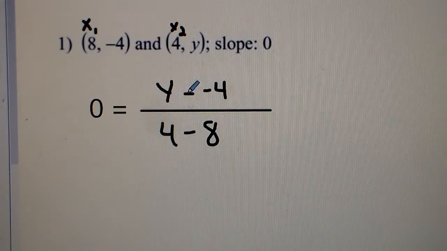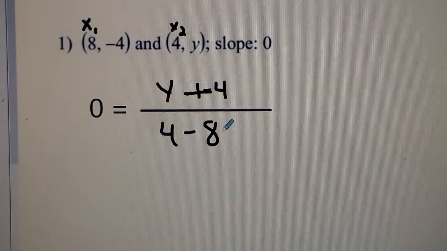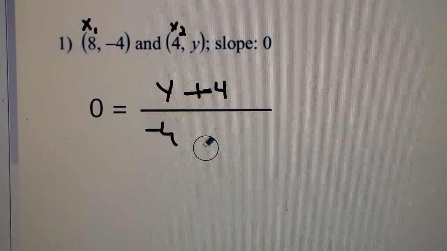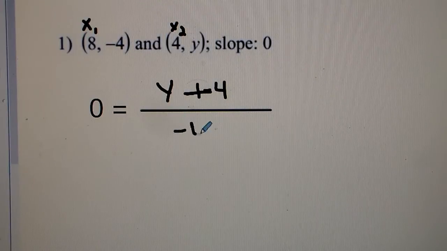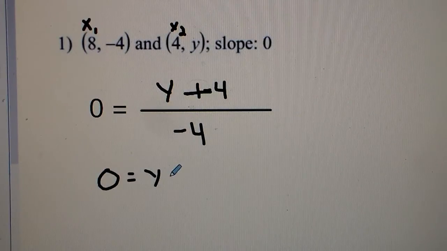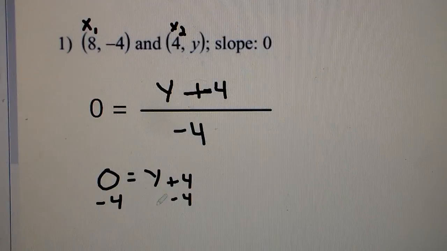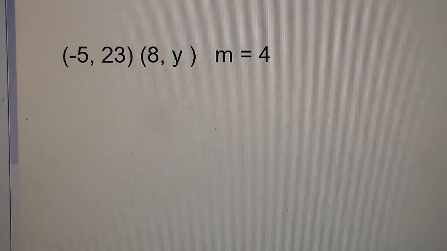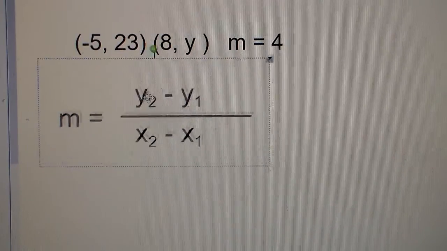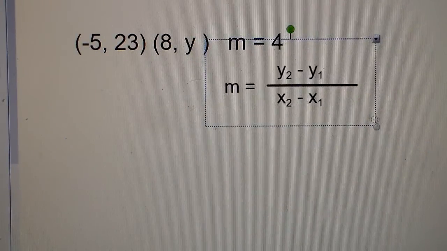Now we simplify this. Y minus a minus 4, that's really y plus 4. 4 minus 8, that's really a -4. We multiply both sides by -4, so 0 times -4 is just 0. So then we have y plus 4. Then we subtract 4 from both sides, and we get y equals -4. Now let's see if we could do that all again with a different one. So there's our formula. I'm just going to put that off to the side.